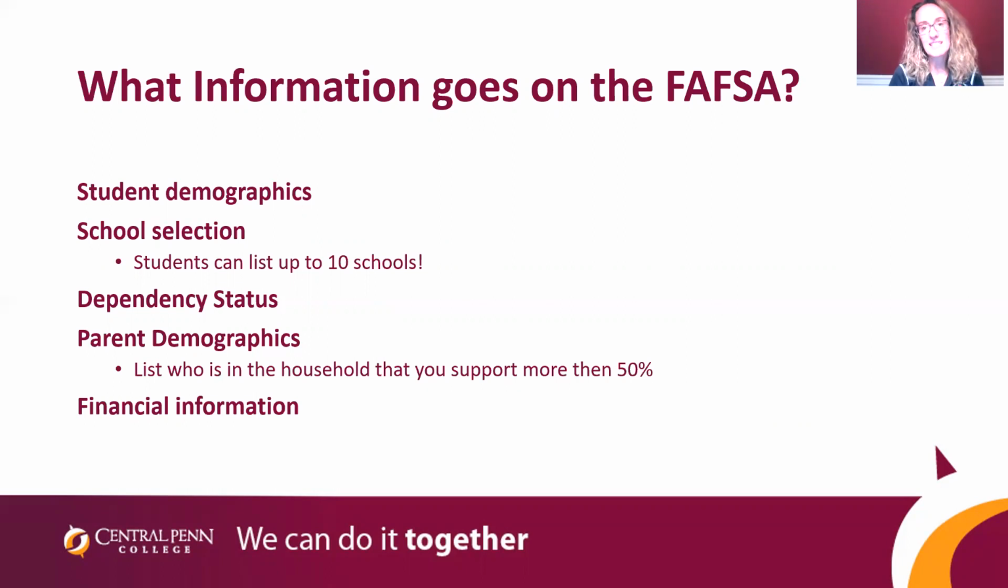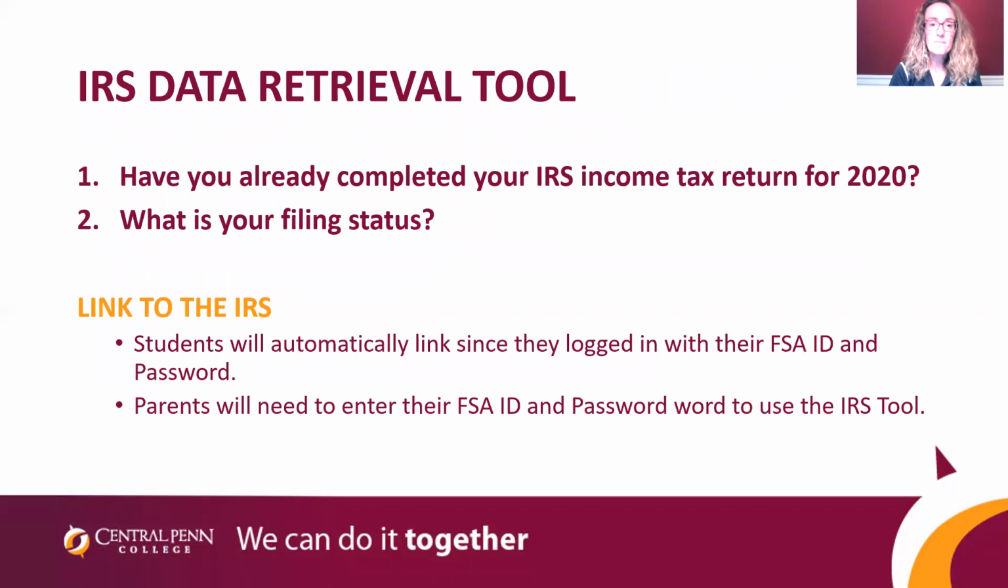You're going to see those dependency status questions we just reviewed on the last slide. So the student has to go through and answer to see if they qualify for an independent status. Then it's going to be parent demographics. So parent's name, birth date, social. And then again, for this year, it's going to be the 2020 tax information. The IRS data retrieval tool.